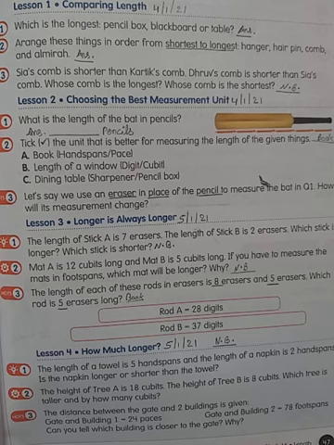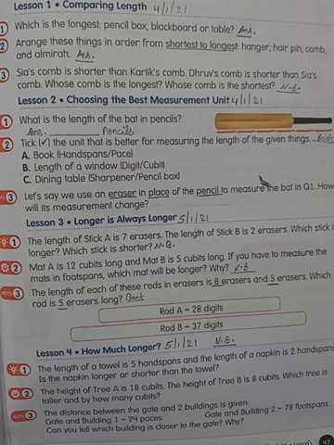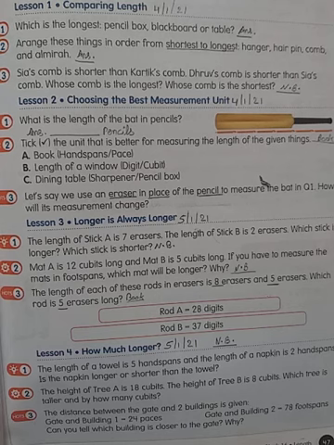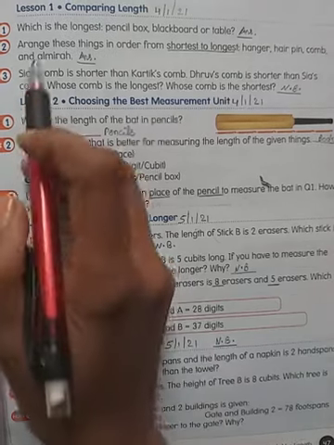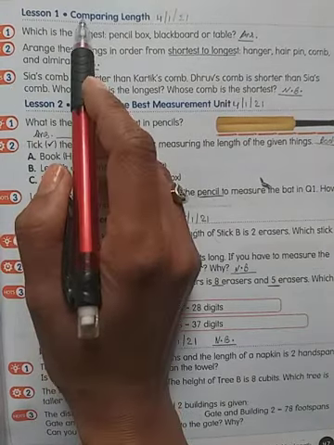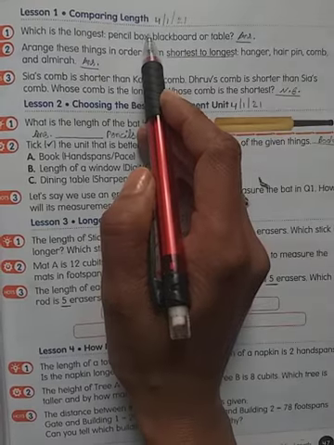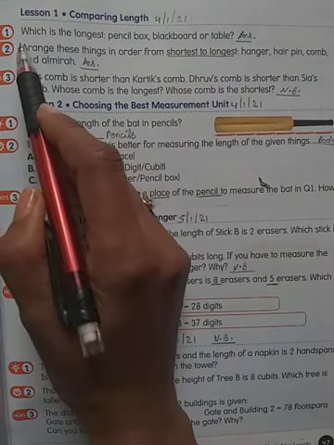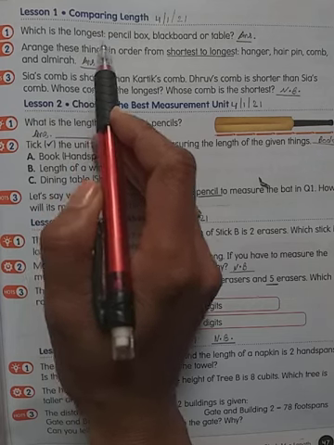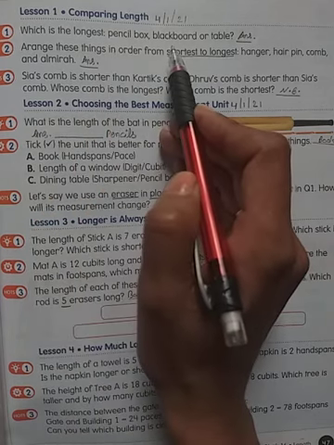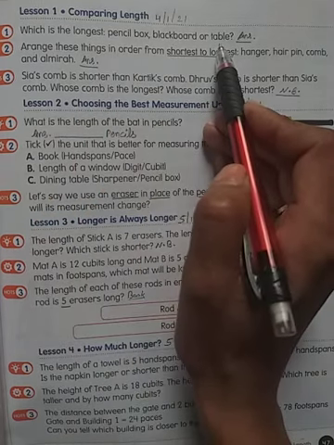Today, we are going to start block 16 of our content book on page number 47. Block 16 is length, and we are doing lesson 1, comparing length. Okay, question number 1. Which is longest? Pencil box, blackboard, or table?